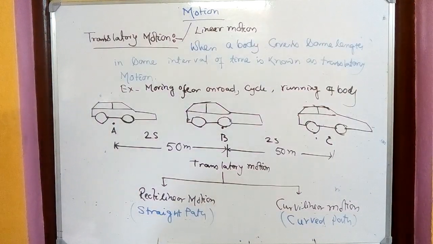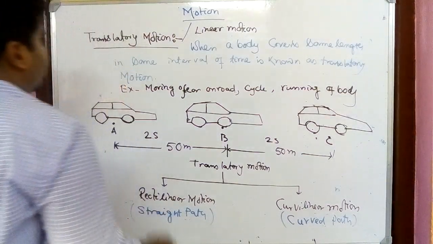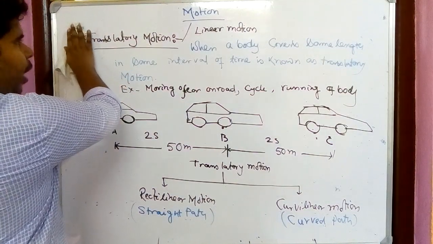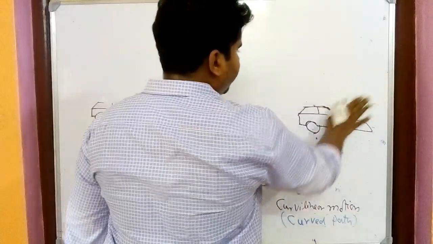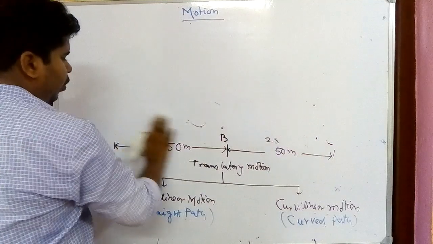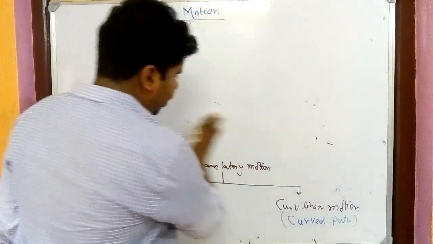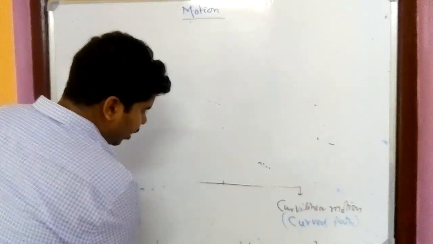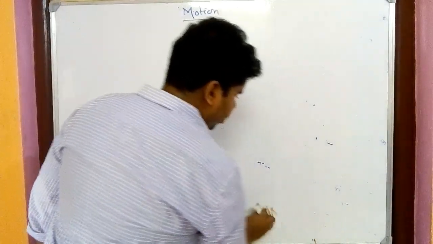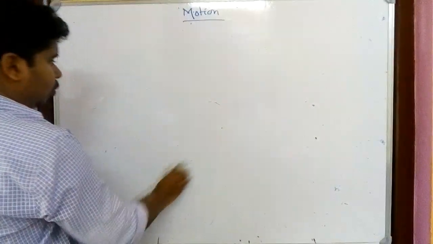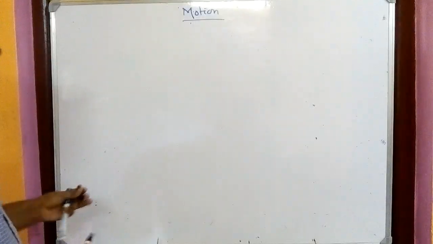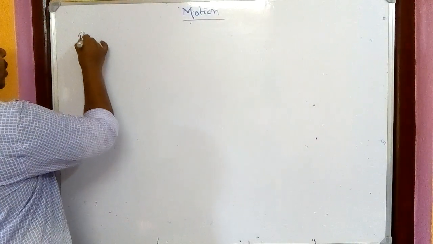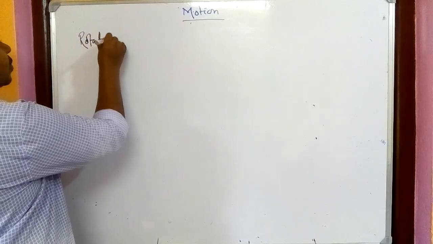And now we'll go for the next type of motion, that is rotatory and circulatory. Rotatory and circulatory, these two types of motion we have to learn today, and the next types of motion we will learn in the next classes. Okay, because if we want to learn everything in one day, it is difficult for us. So next one, rotatory motion.